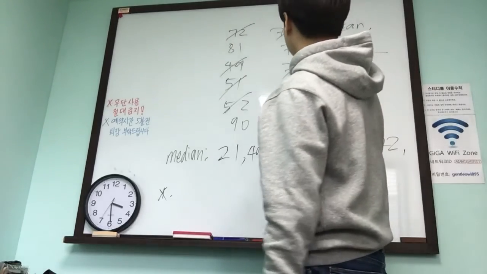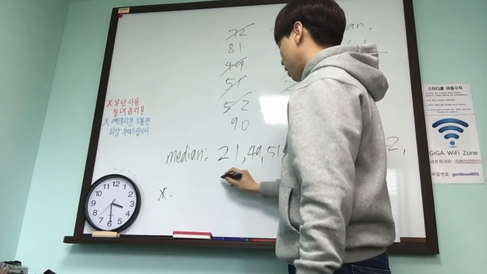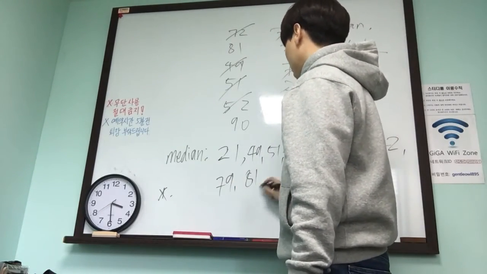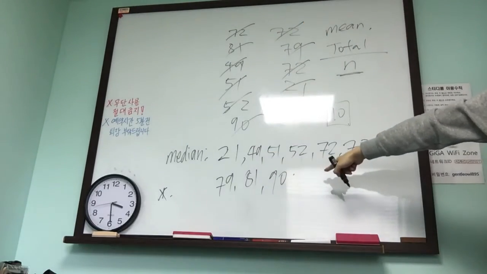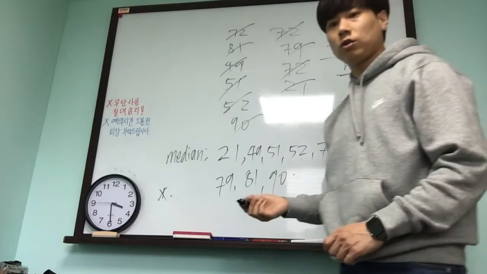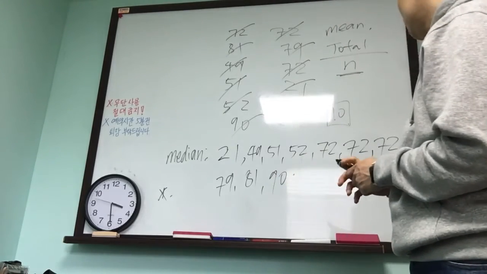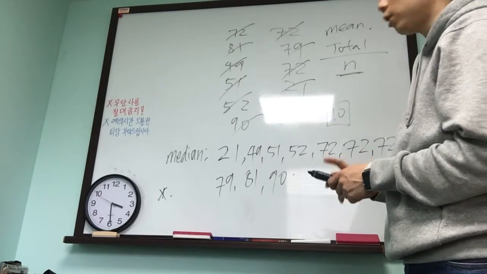Okay, and then I've got 79, 81, and 90. So 71, 81, and 90. So here is my list of 10 numbers. What I want to do next is find which number is in the middle. Okay, how do I do that?